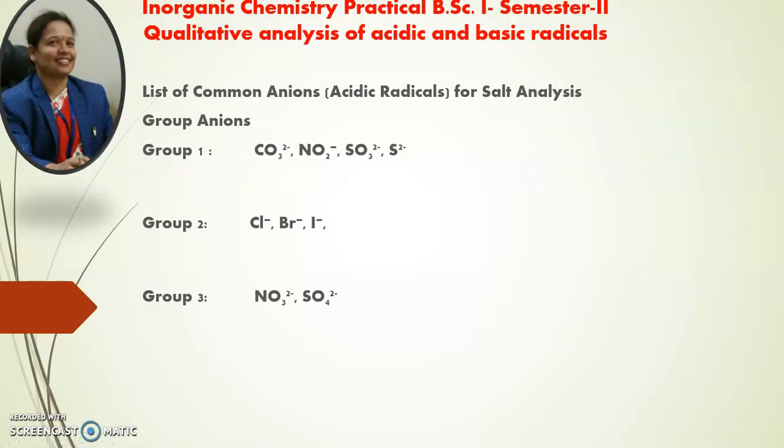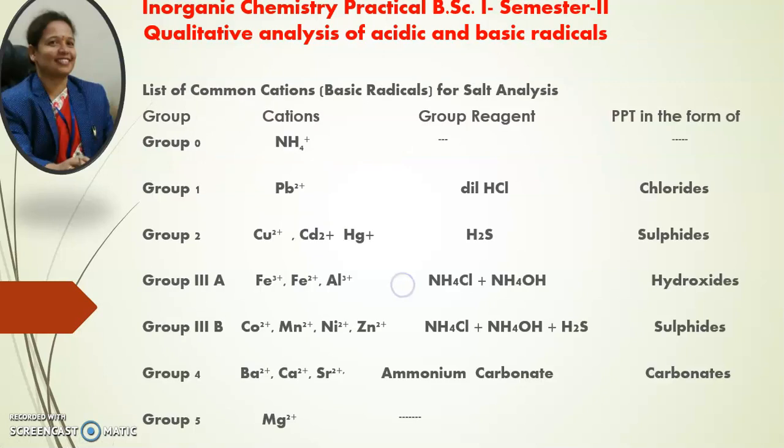Now these acidic radicals are grouped in three types, that is group 1, group 2 and other radicals. Group 1 contains this radical, group 2 contains Cl-, Br-, I-, and in the other group NO3- and SO4 2- acidic radicals are there. Similarly, I have already told you that this slide is very important in view of the university examination, that is, these basic radicals are also grouped in different types.